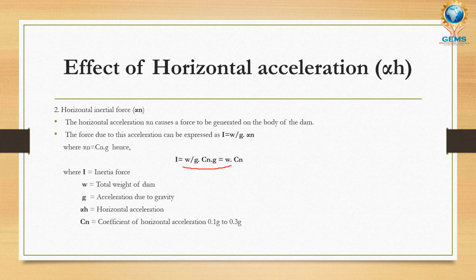W/g is the weight of the dam, including the acceleration due to gravity. And Cn × g, where Cn is the coefficient of horizontal acceleration. Generally, the value of this coefficient of horizontal acceleration is between 0.1 and 0.3. It generally varies between these two only. Remember this constant. And g, you know, is the acceleration due to gravity. In this you can see the g and g get cancelled and it comes as W × Cn.